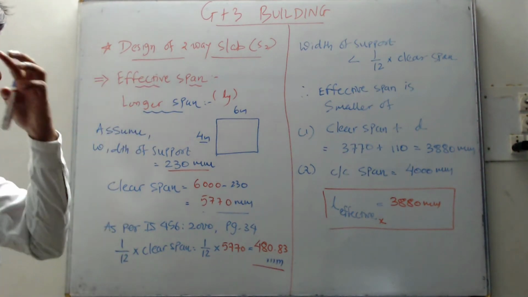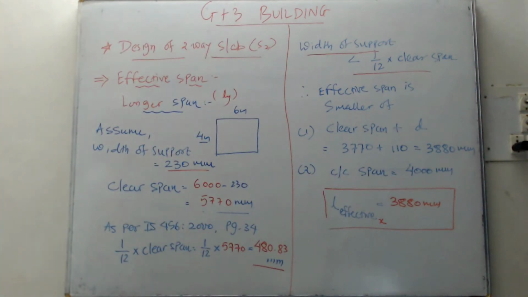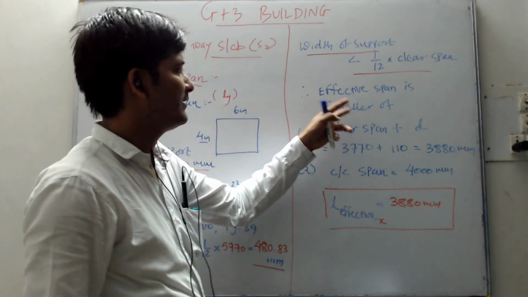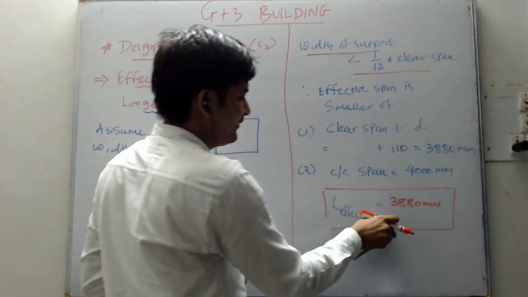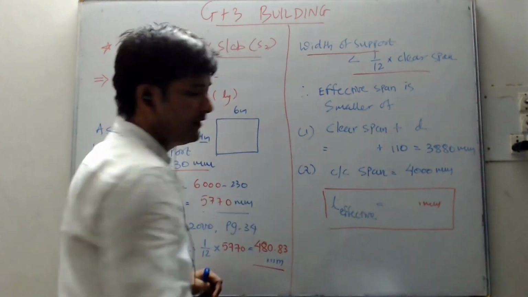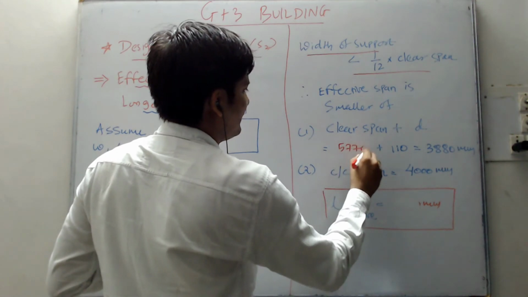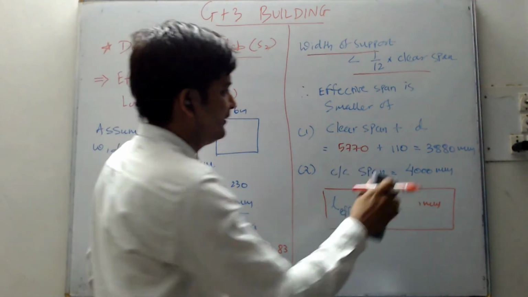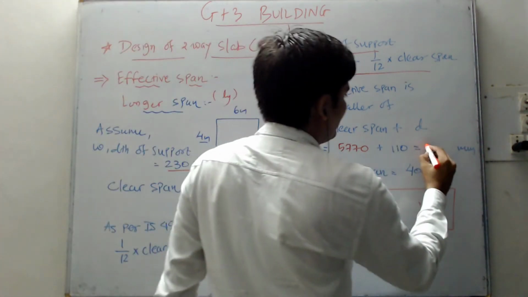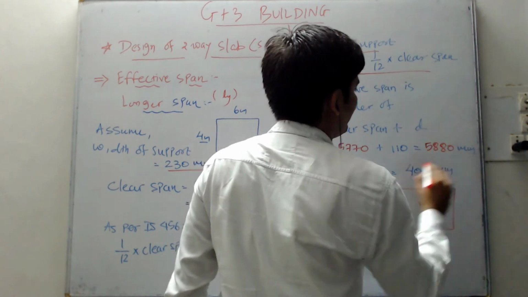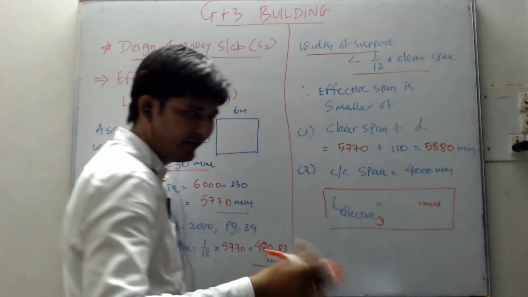So again, the same clause is applicable. Width of support is less than 1/12 of clear span. So the effective span is the smaller of clear span plus effective depth. Here the clear span value is different, it is now 5770. So if you do this summation, it will become 5880. And again the effective span for the longer direction, that is the other direction, will be the smaller of these two values.